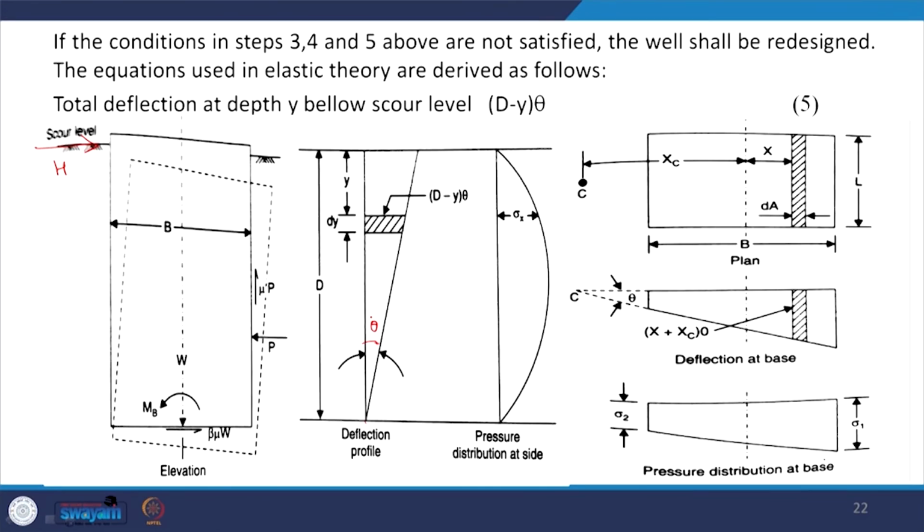Then you have the variation of sigma x at any depth, and what is shown here is the center of rotation C, and a strip is considered for the derivation of all the formulation which we have discussed. So, this case is not applicable here.